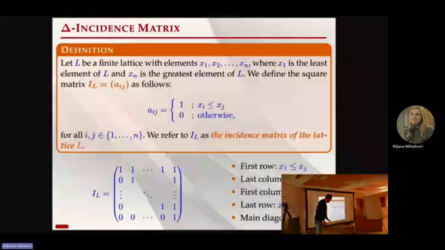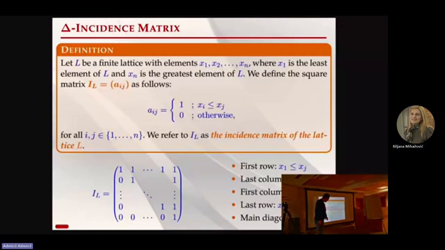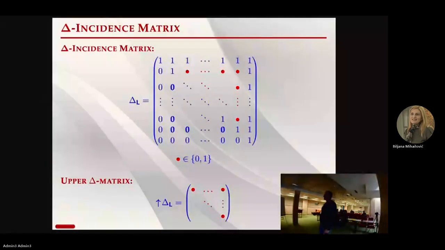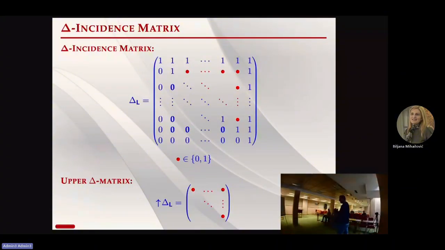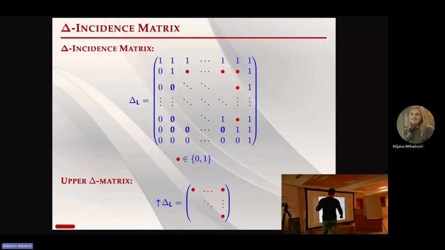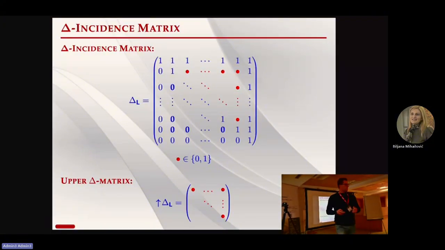Thanks to the finite lattices, we already know some rows and columns in the incidence matrix. For example, the first row, first column, last column, and main diagonal. So that means any finite lattice is represented only by the parts below the main diagonal and above the main diagonal. However, we can place 0 below the main diagonal. That means we get the delta incidence matrix that represents any finite lattice only by the part above the main diagonal. For short notation, we can use the upper delta matrix, which is the important part above the main diagonal.